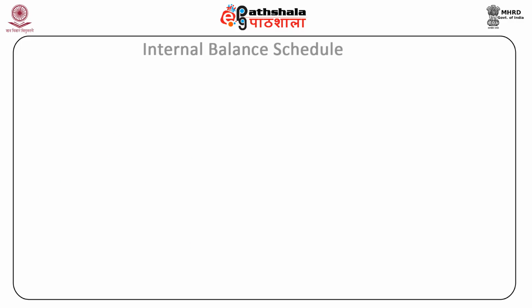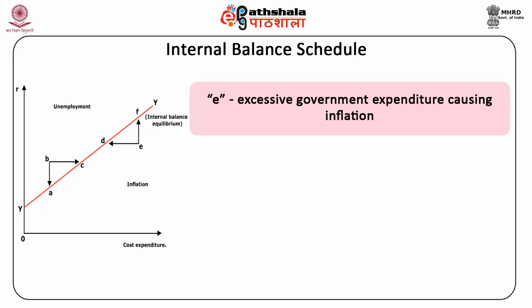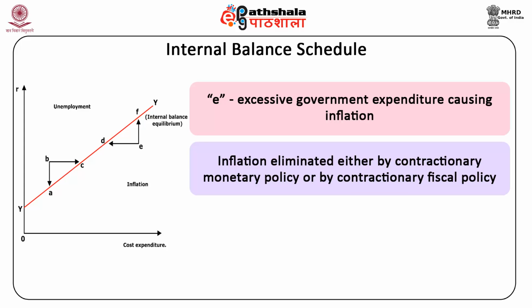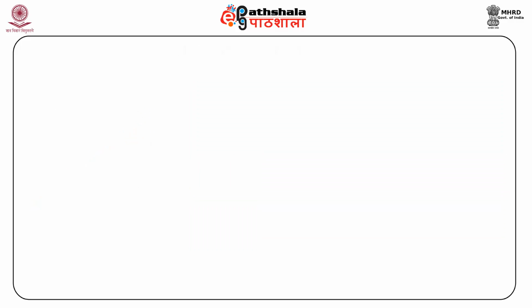If, however, we are to the right of YY line at a point such as E, we have inflation in the country, because at point E, there is excessive government expenditure causing inflation. This inflation can be eliminated either by contractionary monetary policy or by contractionary fiscal policy. Thus, to the right of and below the YY line, there is inflation, and to the left of and above, there is unemployment. Next, we will discuss the external balance schedule.